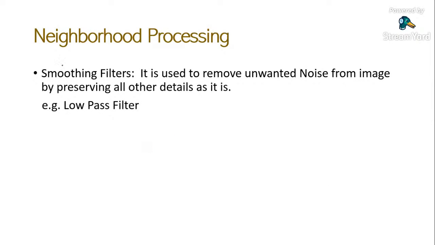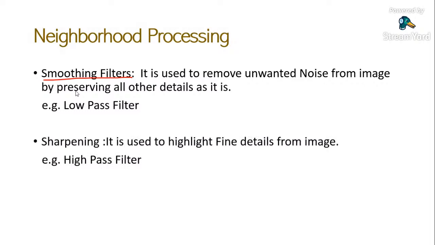Neighborhood processing is divided into two parts. First, smoothing filters are used to remove unwanted noise from the image, and they preserve all details. It is not removing anything from the image, it is retaining the details. The low pass filter is an example. Then sharpening is another type of neighborhood processing. Sharpening is used to highlight fine details from the image.